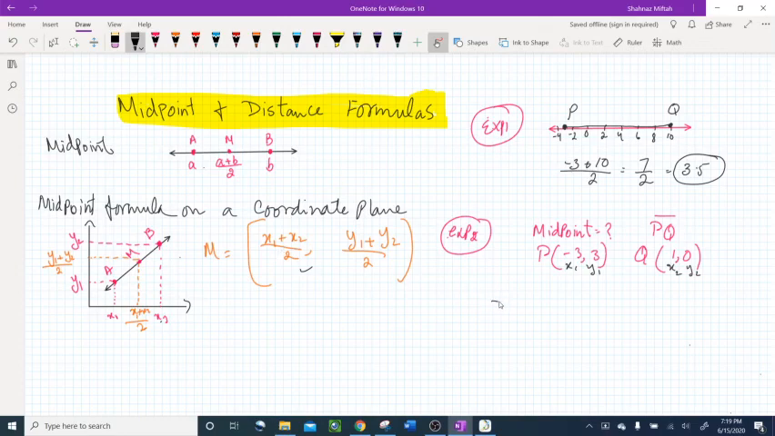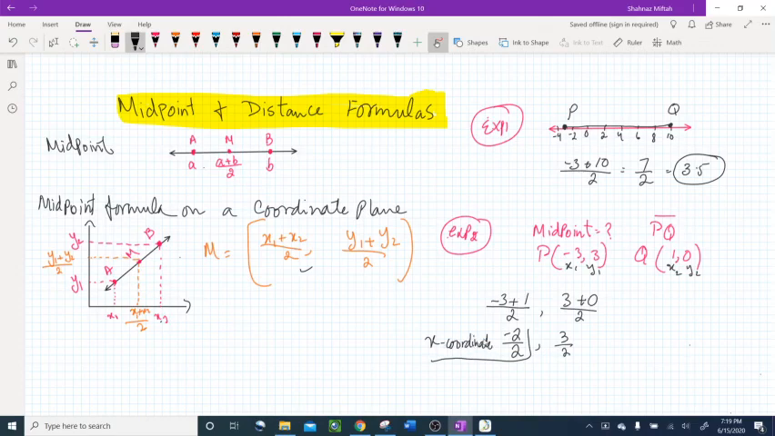X1 is -3 plus X2 is 1 right there, divided by 2, comma, Y1 is 3 plus Y2 is 0 divided by 2. So what am I getting? -3 plus 1 is going to give me -2/2, 3/2. So if you guys check, this is my X coordinate and that's my Y coordinate.